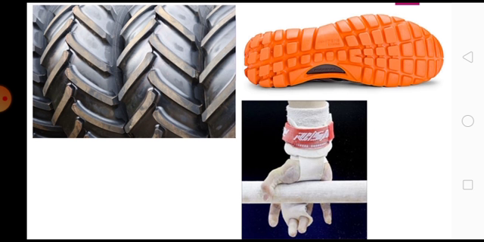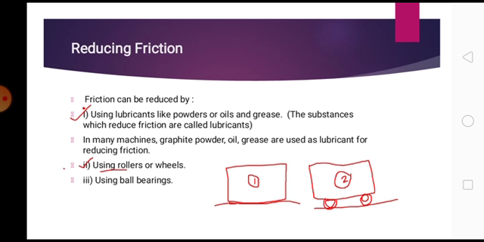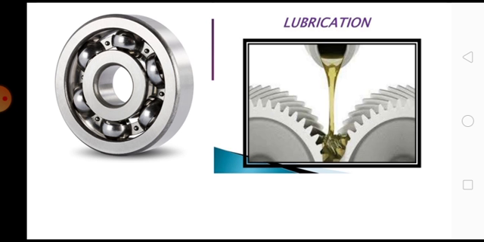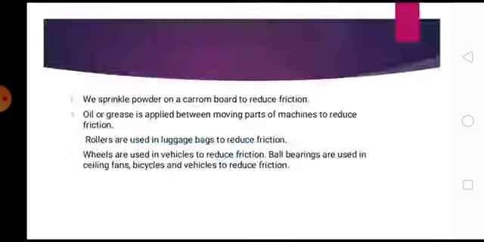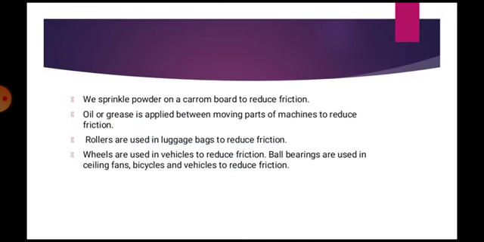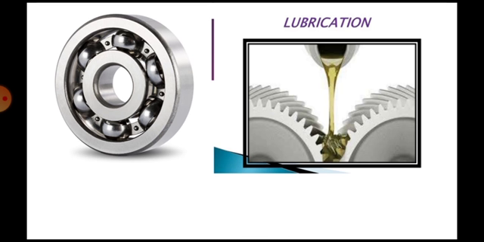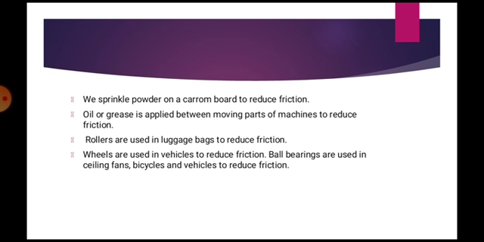Now you can see tires are designed like this to increase friction so that we will slip less. So next is reducing friction. Friction can be reduced using lubricants in machines. Graphite powder, oil, grease are used as lubricants for reducing friction. Using rollers or wheels, using ball bearings. Like this is lubricant oil and these are ball bearings. Next, we sprinkle powder on a carom board to reduce friction so that the piece can slip more and we can score a goal.